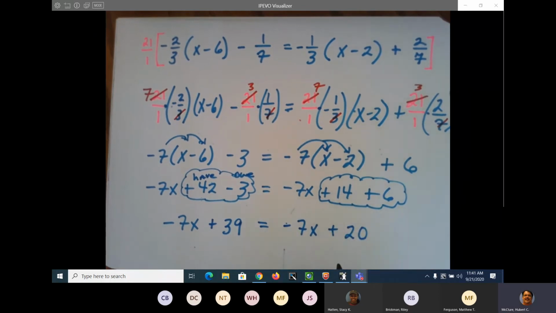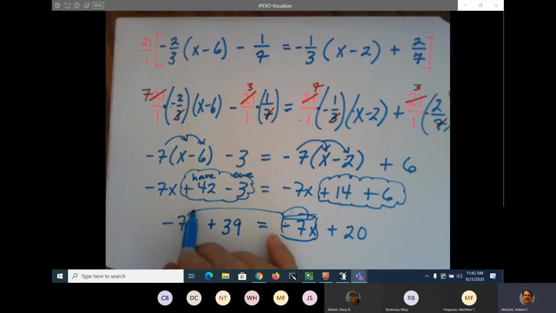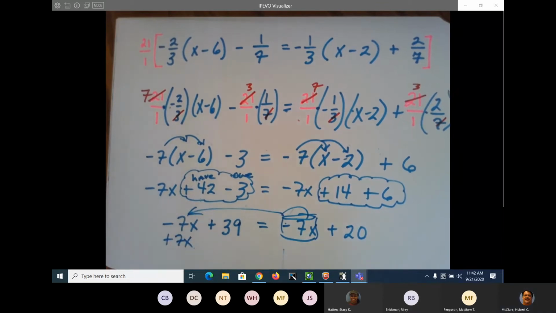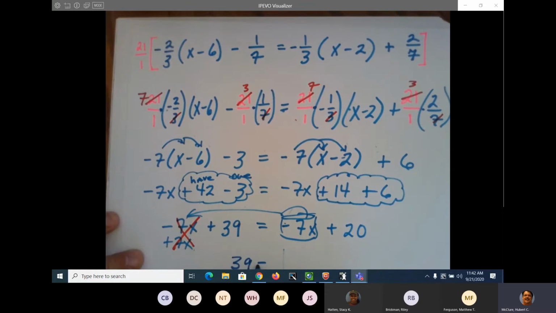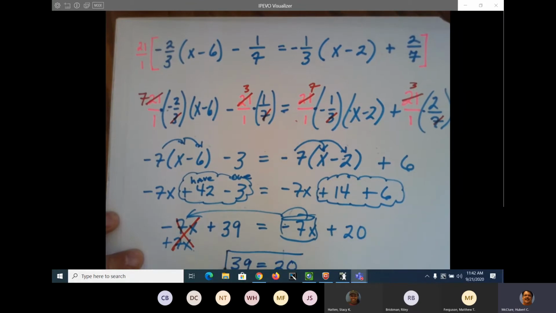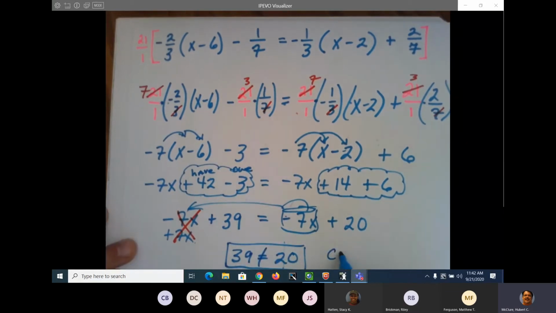All right, which one's the smallest bucket? Well, it doesn't matter. They're both 7x's. So I'm going to move this one over here. And what happens? I need somebody to say it. I want you to verify that you see what I see. What happens to the 7x's? Cancel. They cancel. And that leaves 39 is equal to 20. And what's this called? Well, it's not equal. It's called a contradiction.